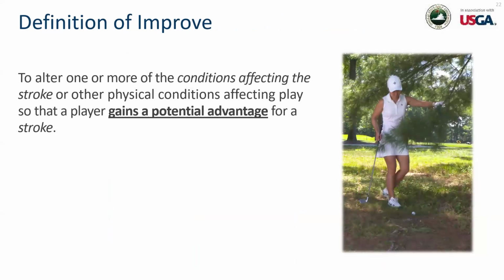Next is the definition of improve. It's another golf definition that is slightly different than what you might find in Webster's dictionary. To alter one or more of the conditions affecting the stroke or other physical conditions affecting play so that the player gains a potential advantage for a stroke. Within the clarifications, specifically 8.1a/1 and 8.1a/2, these will help explain what that means to create or gain a potential advantage. An example could be a divot is several yards in front of my ball and I hit a 200-yard shot, versus a divot that's right in front of my ball and I'm going to choose to putt the ball from off the green. So if I replace the divot, which is more likely to have an effect on my shot?